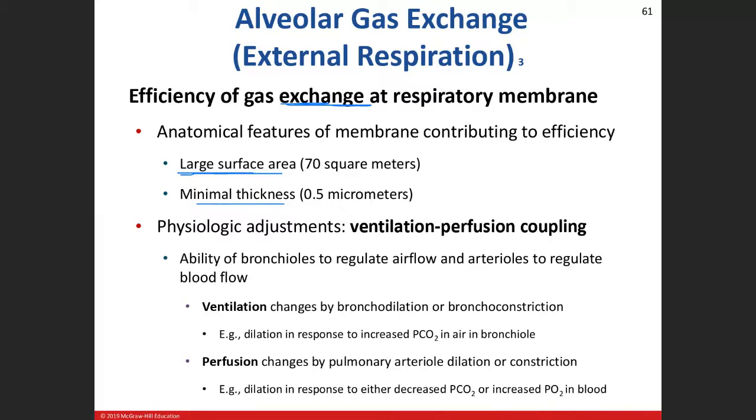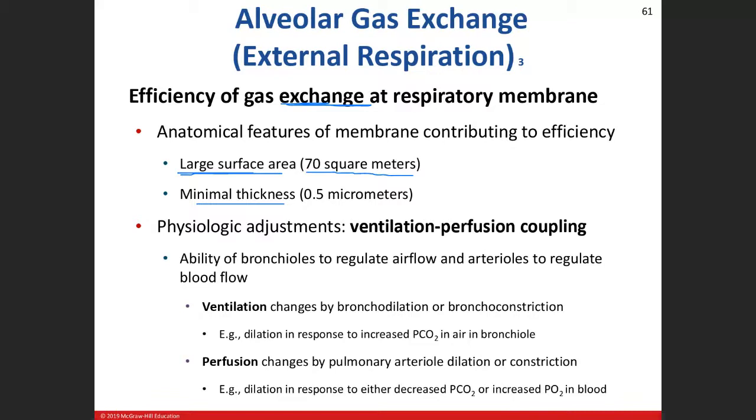Large surface area and a thin barrier or membrane makes the efficacy of this process quite good, because you have two lungs and you have 300 to 400 million alveoli per lung. It's quite a lot of surface area there. Check that out. 70 square meters. That's big. That's like football field big.